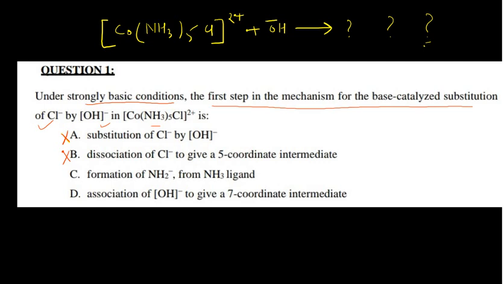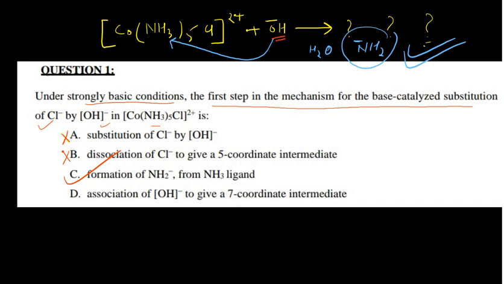What will happen actually? You see this OH negative which is there, it abstracts one of the hydrogens from this one and gets neutralized, and you will have NH2 negative in that case. This is the first step. I have explained these things in pretty much detail in my lecture series, you can go there and learn from there. So your correct option is option number 3, option C is the correct option.